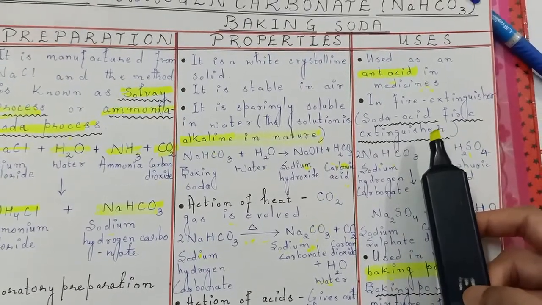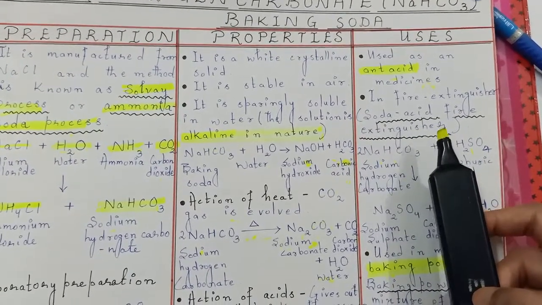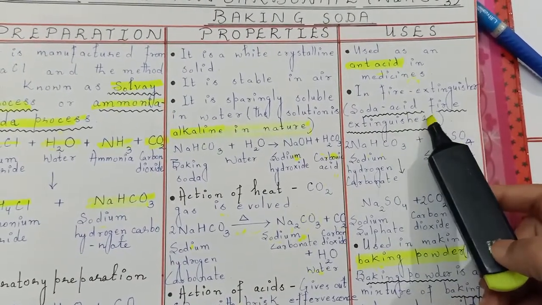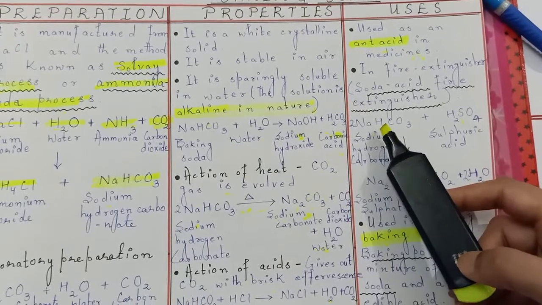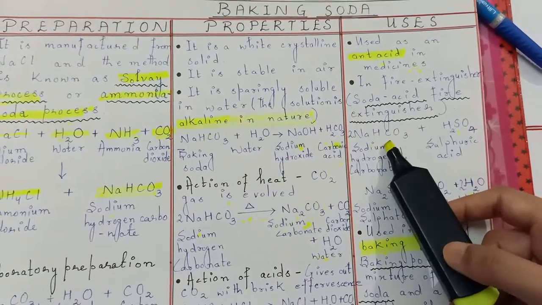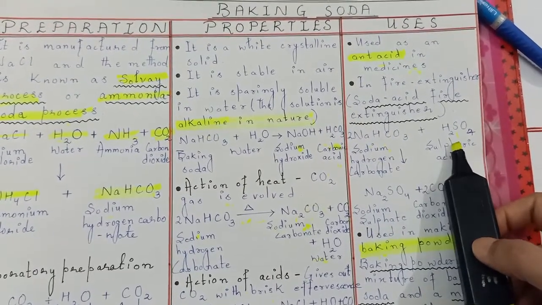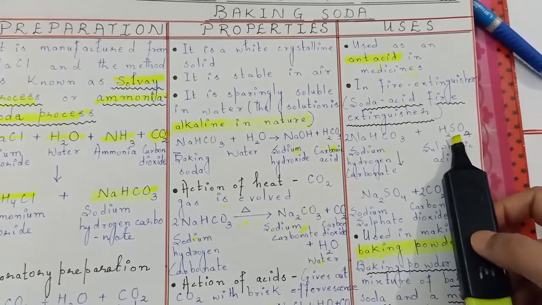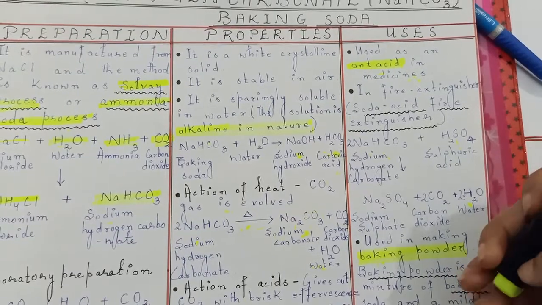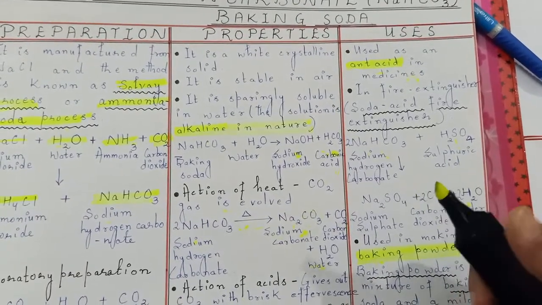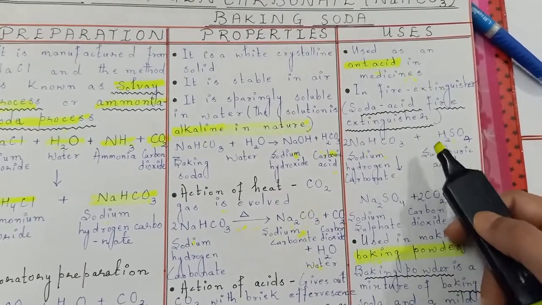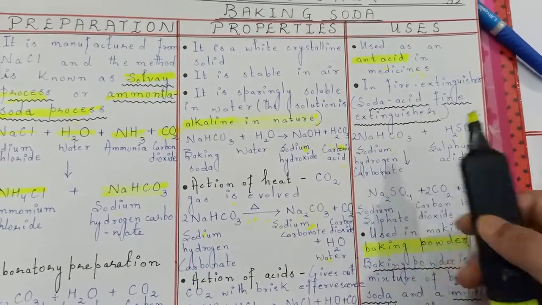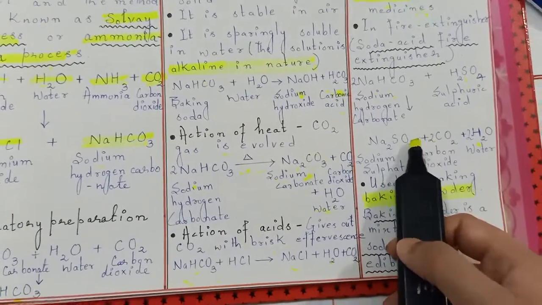Now soda acid fire extinguisher is one of the types of fire extinguisher, and what we do in a soda acid fire extinguisher is that sodium hydrogen carbonate is taken, and along with it some dilute sulfuric acid in a separate container within that flask. Now what happens when the nozzle of that fire extinguisher is pressed? Then this dilute sulfuric acid gets mixed with sodium hydrogen carbonate and a reaction takes place.